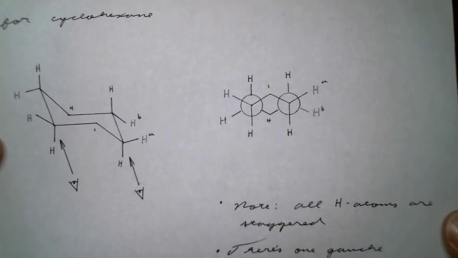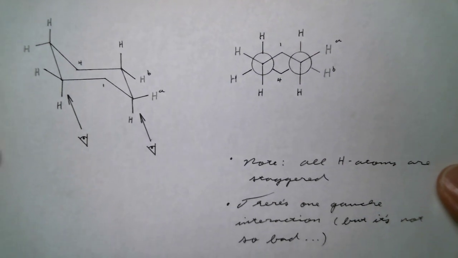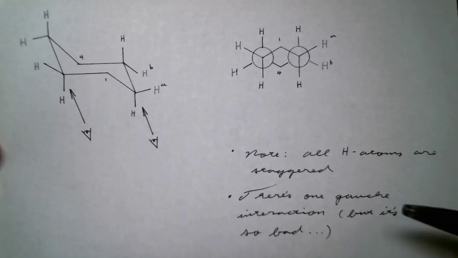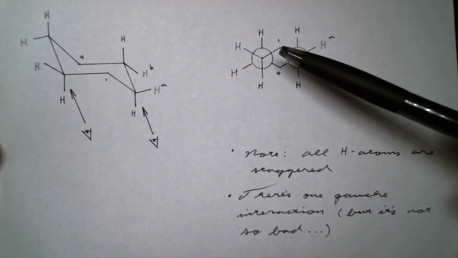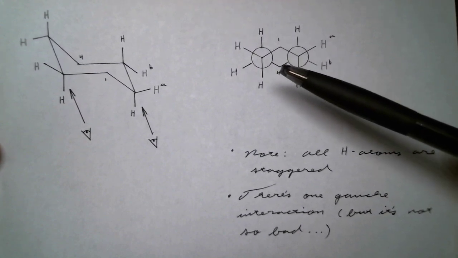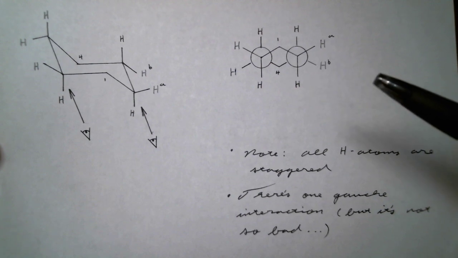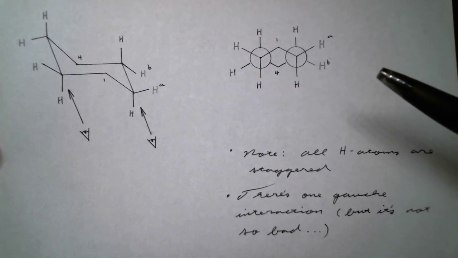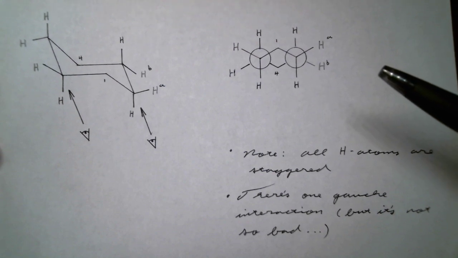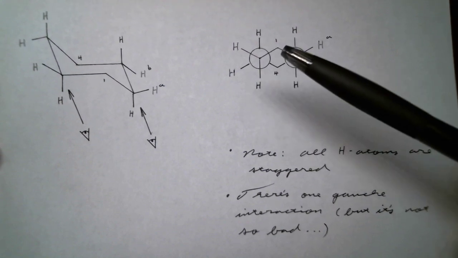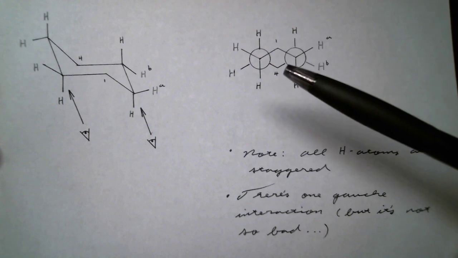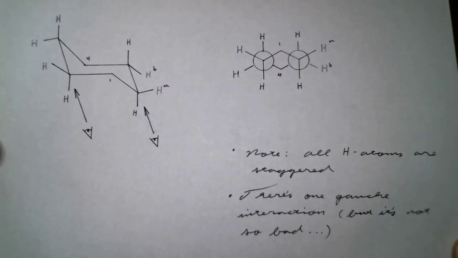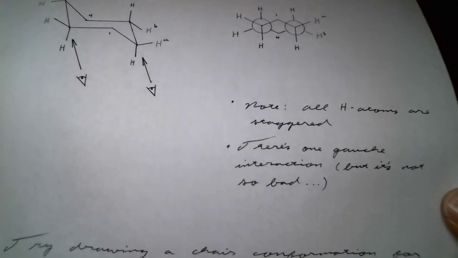So note, all the hydrogen atoms are staggered. There's only one gauche interaction, but it's really not so bad. That gauche interaction in this Newman projection is between carbons 1 and 4, but as we'll see, the true gauche interaction of gauche butane comes from the interaction of hydrogens that carbons 1 and 4 actually don't possess in this, while they are bonded in the cyclohexane ring.